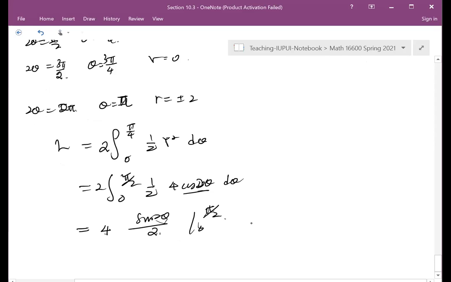Hold on, I have to look at which way. Oh, it's pi over 4, right? I copied it. Yeah, it's pi over 4. So that is 4 over 2. Sine pi over 4 is just 1. So the answer is 2. So the length of one loop is 2.